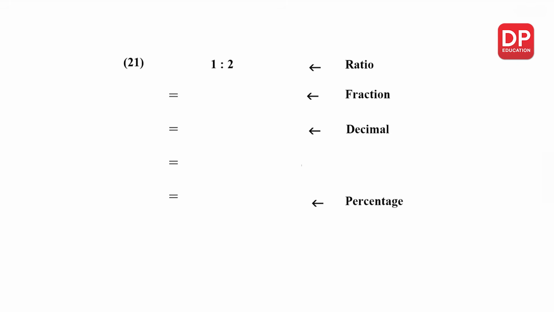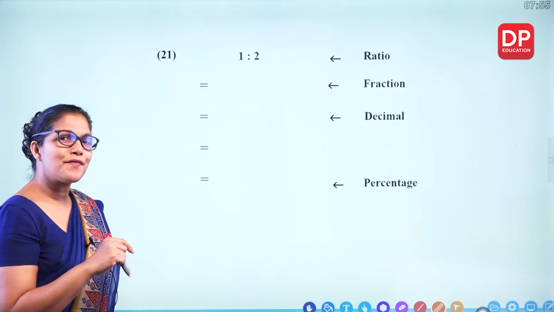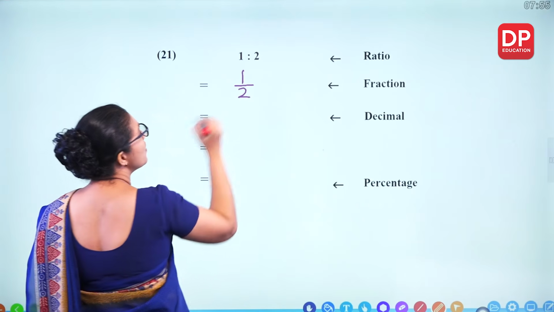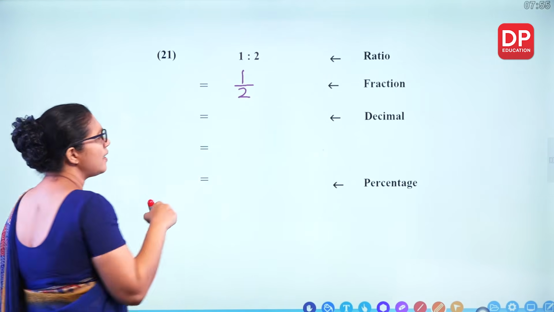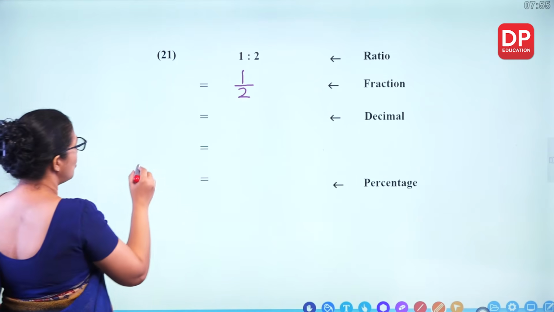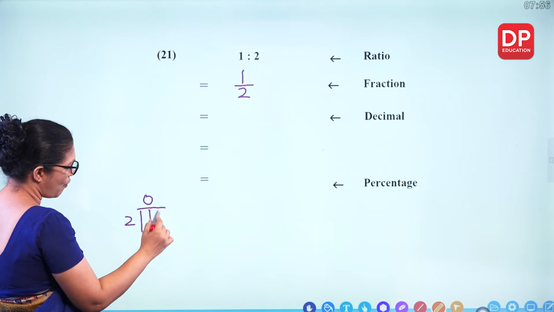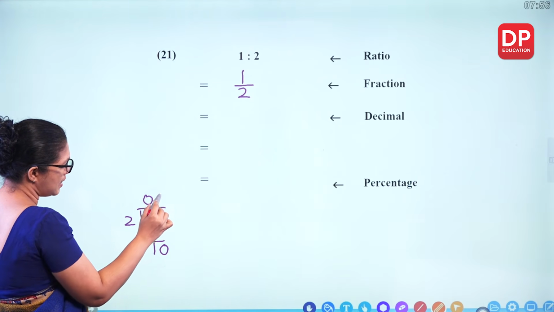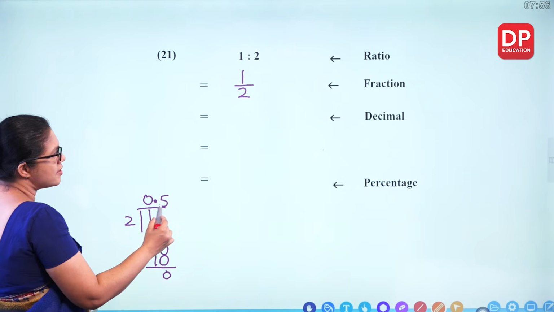Now we'll look at ratios. Ratio 1 to 2. So how can you write a ratio as a fraction? This is the numerator and this is the denominator, 1 over 2. Now as a decimal, you can divide 1 divided by 2. So 1 divided by 2, long division, you get 0. And for 10, here you need to put a decimal point, and for 10, that's 5. Remainder is 0, 0.5.